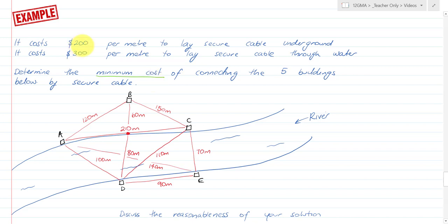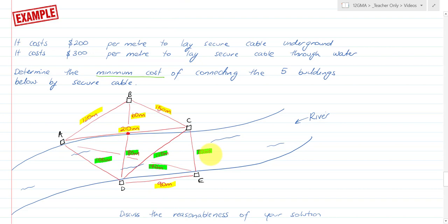So, it costs $200 per metre to lay a secure cable underground. That means that this, I'll do a highlight, is $200 per metre, that's $200 per metre, that's $200 per metre. That looks like it's $200 per metre, assuming it's this edge along here. But these are all underwater. The 90 is $200 per metre. It's $300 a metre to go underwater. So this edge, this edge, this edge, this edge, this edge, they're all underwater.